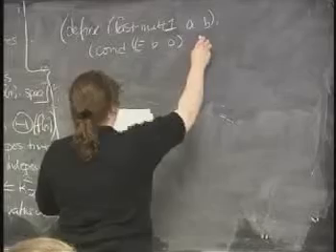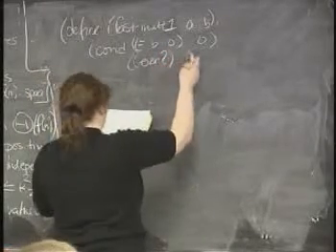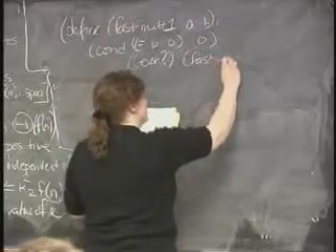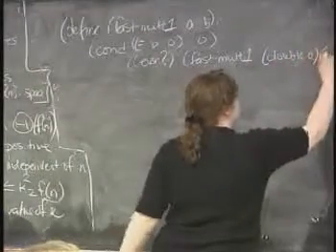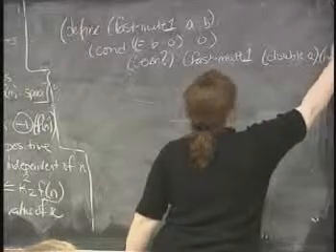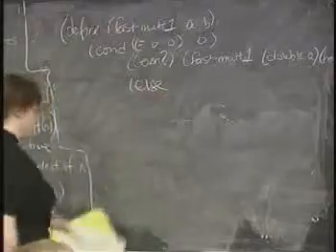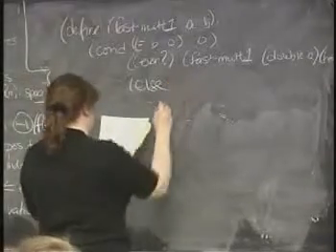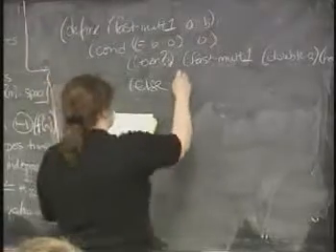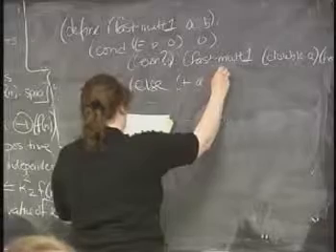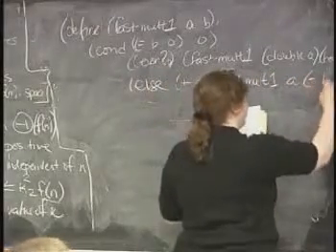If B is equal to 0, return 0. If B is even, we call fast mult 1 on double A and half B. Otherwise, we add A to the fast mult of A and B minus 1.